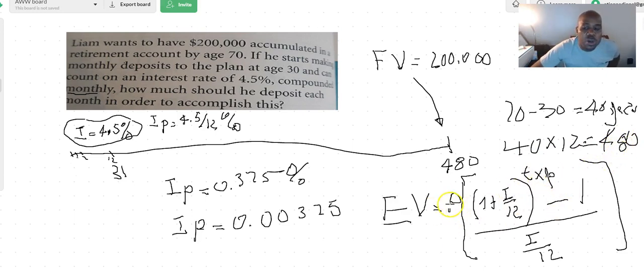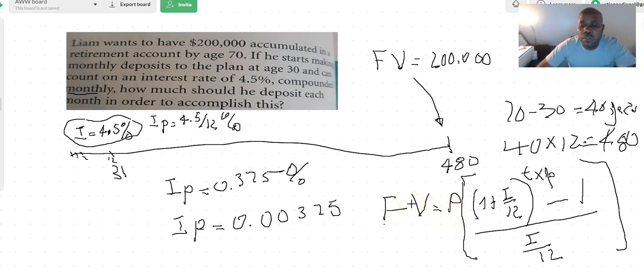I can replace everything. Only the one that's going to be missing is P, and I'm going to compute and divide the future value by this factor. Then I will find P. So that's one way to do it.